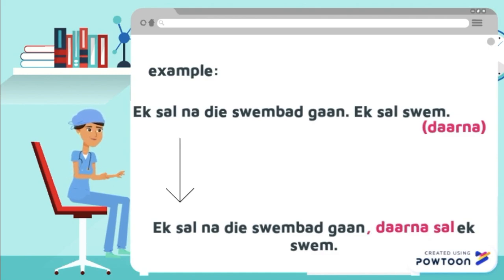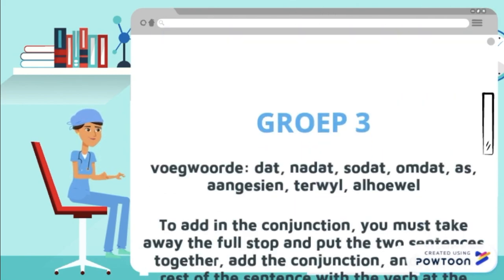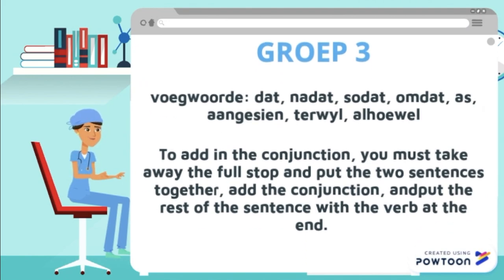It's time to look at our third and final group, groep 3. Our voegwoorde in groep 3 are all the dat words, so dat, nadat, sodat, omdat, and then as, aangesien, terwyl, and alhoewel. Like with the previous groups, to add in the conjunction, you replace the full stop with the voegwoord. But that's not all you do. You identify the werkwoord, the verb, in the second sentence and move it to the end.